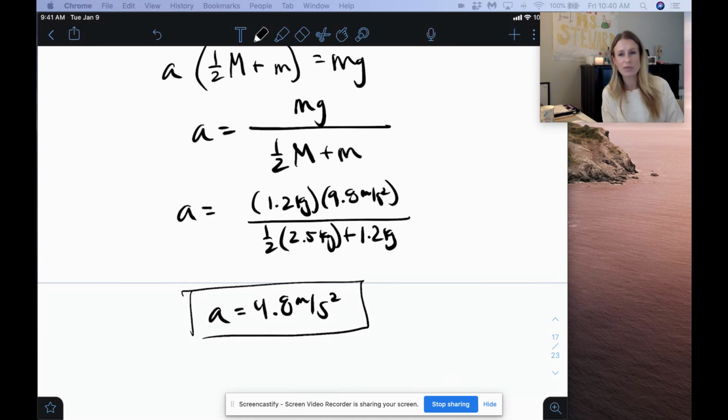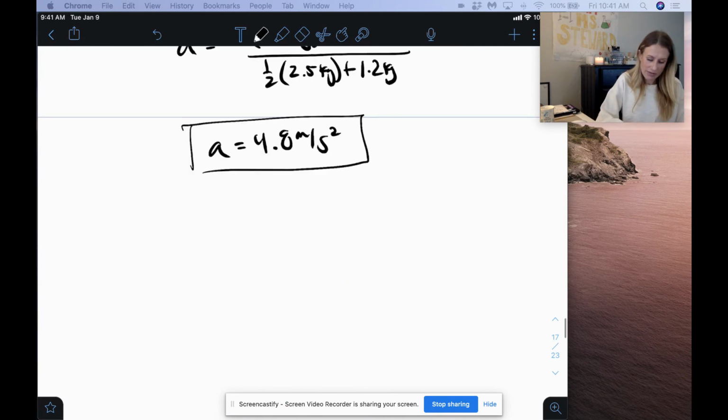And this makes sense, right? Because we know that since that pulley has mass, it's going to slow the fall of the block. So this should not be more than or equal to 9.8 meters per second squared. It should be less than 9.8 meters per second squared, which it is. So now that we have linear acceleration, we can solve for tension and we can solve for angular acceleration.